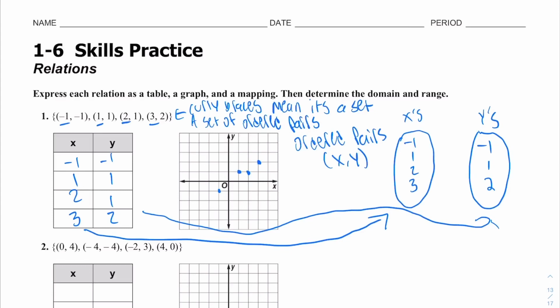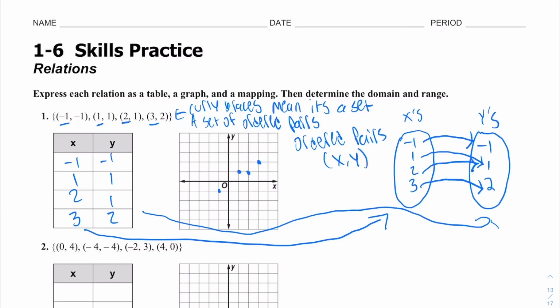After you have the x's and the y's in their mappings, then we have to draw an arrow from the x to the y that it goes with. So -1 becomes -1. 1 for x goes with 1 for y. 2 for x also goes with 1 for y. And 3 for x pairs with 2 for y. It's not until you do the arrow from the x to the y that it becomes a mapping diagram.